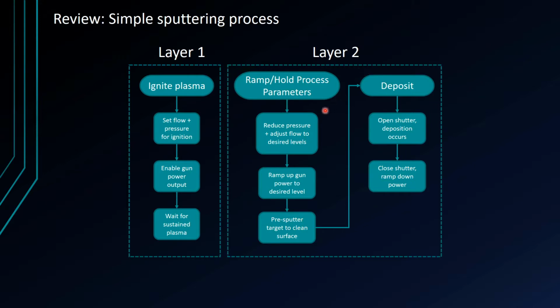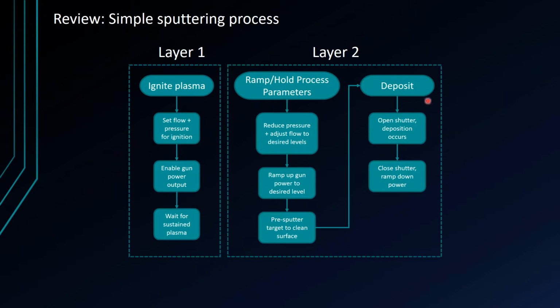After that, we're going to ramp our process conditions into the parameter space that is more ideal for the layer we want to deposit. We would reduce our pressure and adjust our flow levels to suit. Then we would gradually ramp our gun power to the desired power, whatever that is. After that, we might do an optional pre-sputter. This is where we allow the target to be sputtered in the process conditions for a few minutes prior to opening the shutter. This allows us to clean the target surface of any reacted compounds and debris that might be there from previous processes.